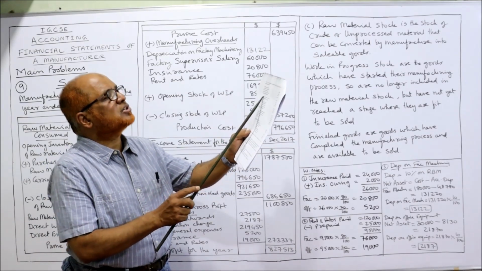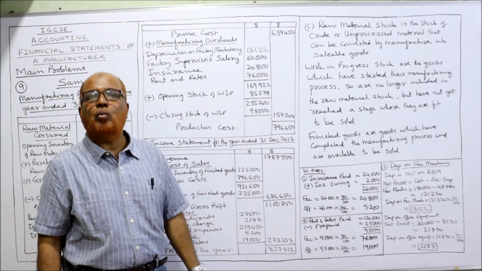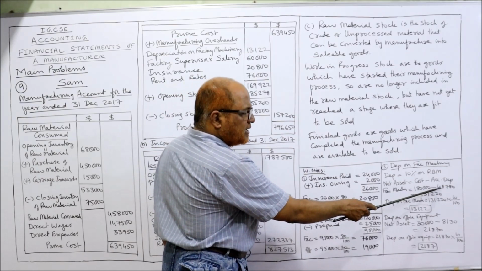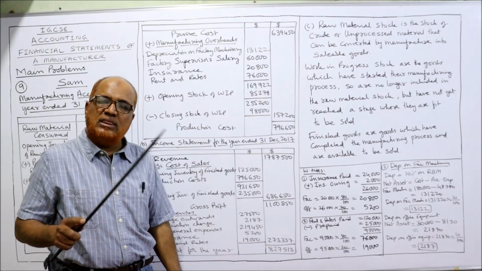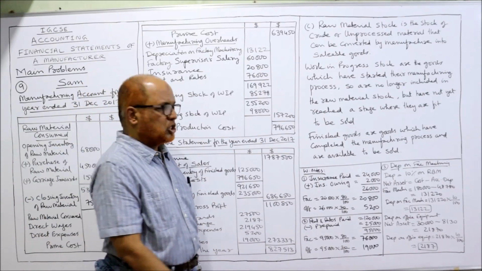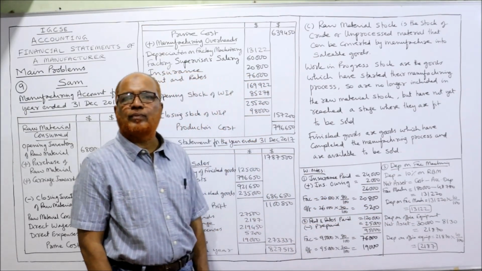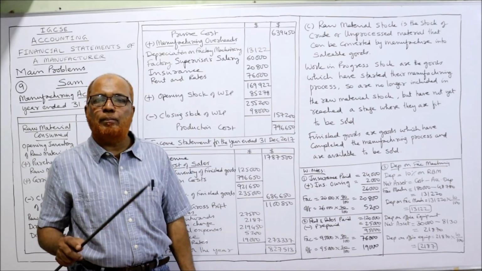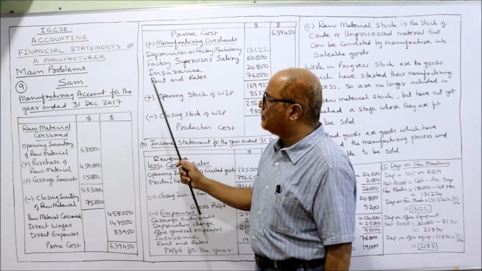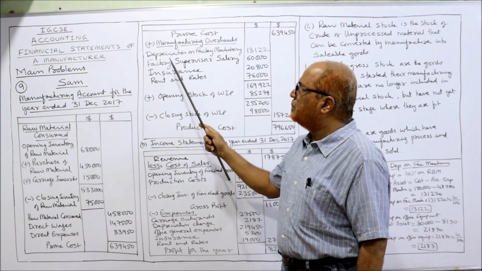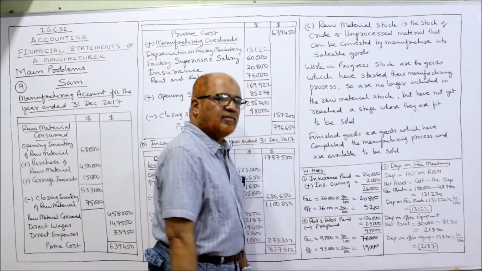So what is the cost of factory machinery? 1,80,000. Accumulated depreciation 48,780. So 1,80,000 minus 48,780, 1,31,220 is the carrying value. On that carrying value, 10% is the depreciation. So 131,220 into 10 by 100, 13,122. 13,122 is the depreciation on factory machinery. So that will be taken in manufacturing account. This is the manufacturing account. So depreciation on factory machinery 13,122. How we got 13,122? Here I have explained.